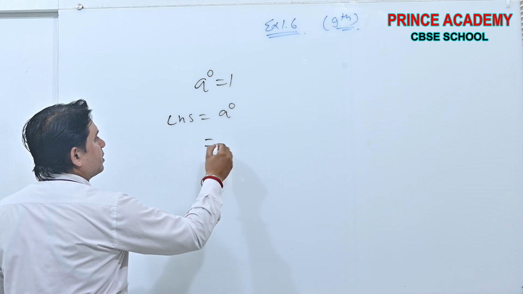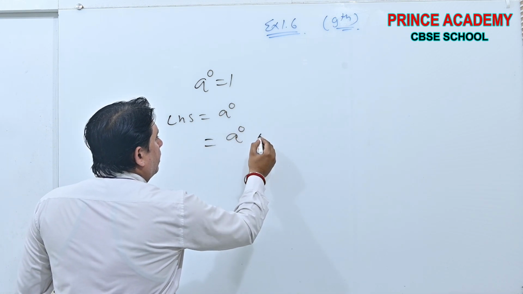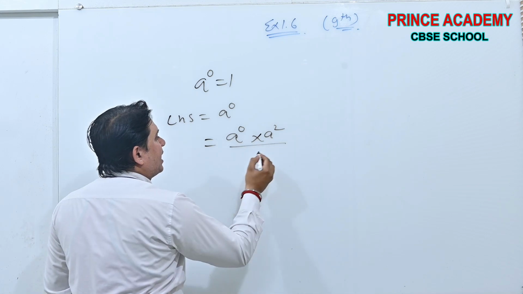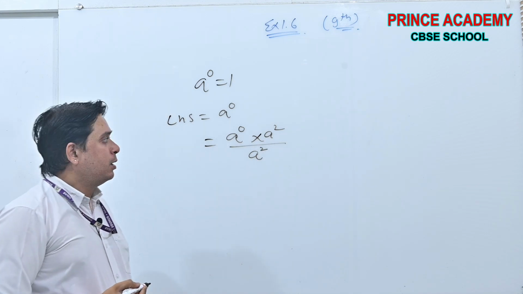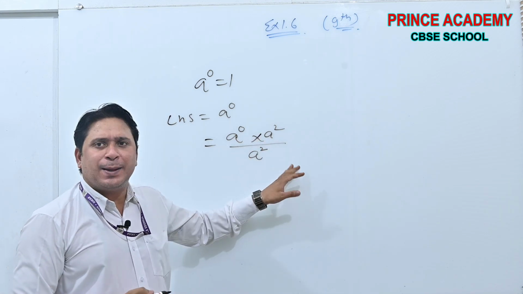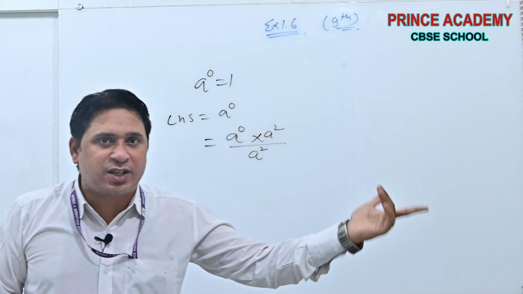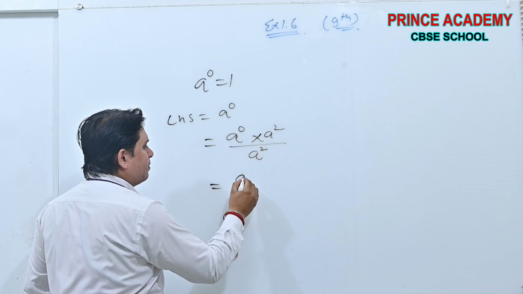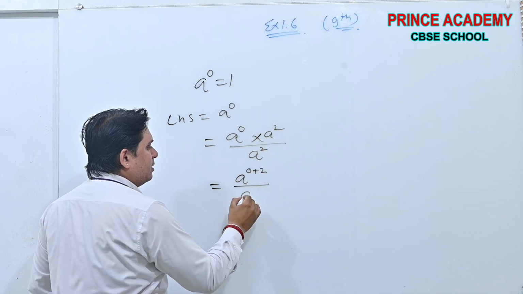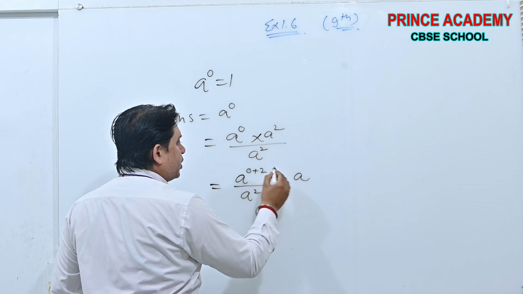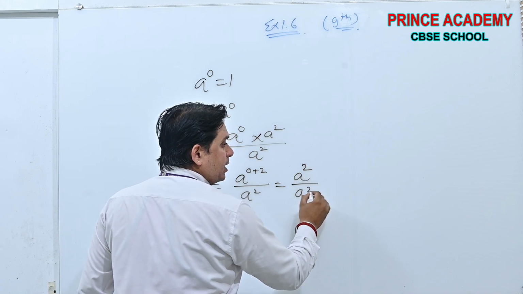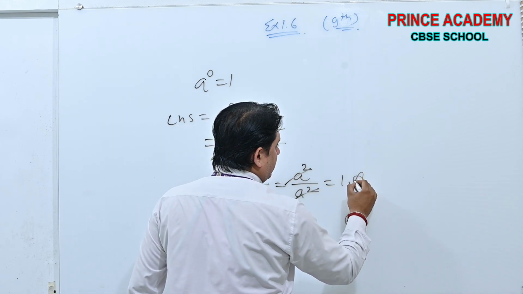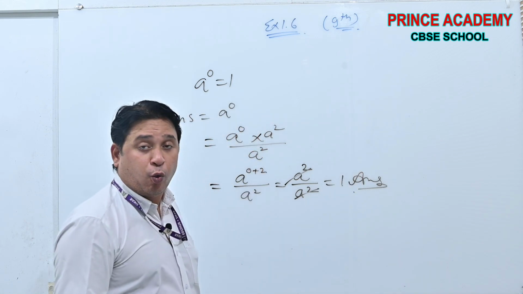Okay. Now see. If I give it a square and take a square from it, multiplied and divided by the same thing, the actual value is undisturbed. Okay. Now see. Here the bases are the same, so the powers are added. Yes or no? 0 plus 2 is 2. Here is a square, cancelled. What is this? The answer is 1.